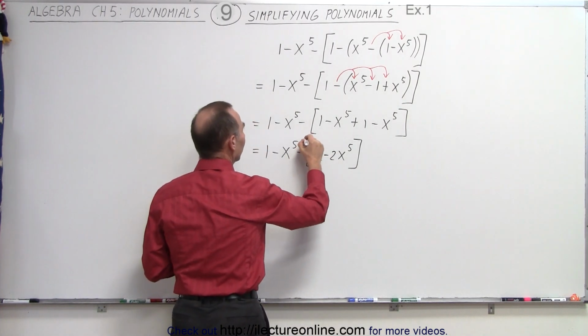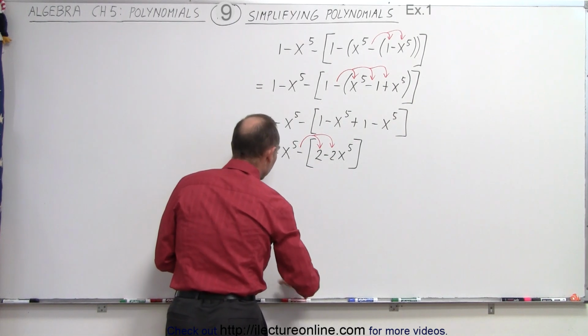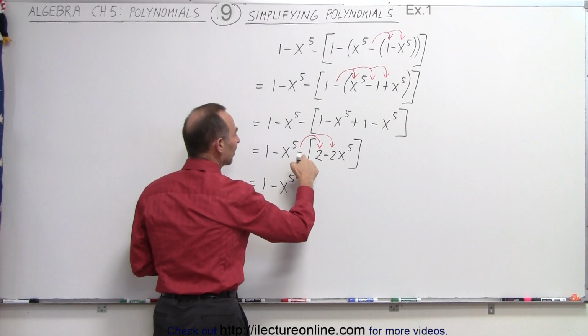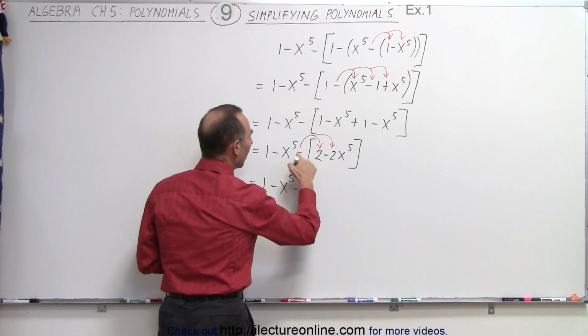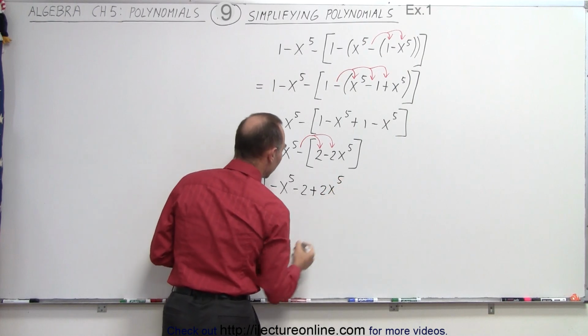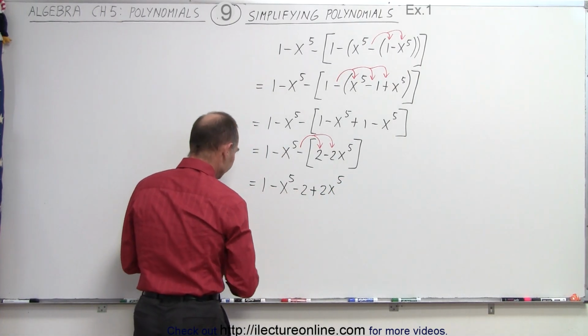There's only two terms left, so we apply this with this and this. So now the next thing we write is 1 minus x to the fifth. A minus times a plus becomes a minus 2. A minus times a minus becomes a plus 2x to the fifth. And now all we have left to do is combine like terms over here.